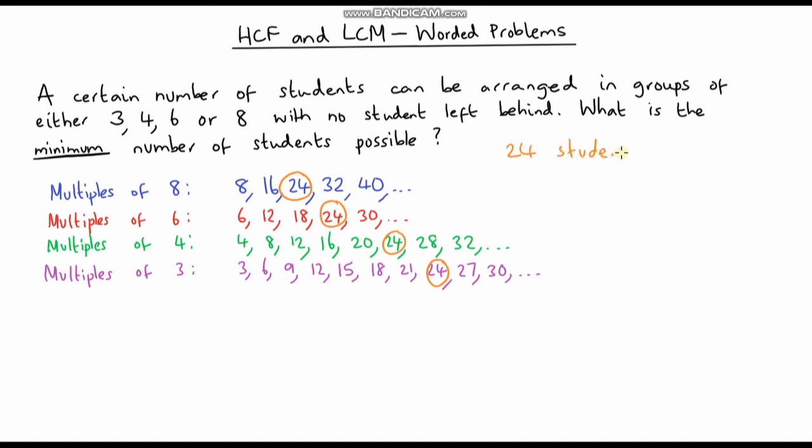There are 24 students in this class because they can be arranged in groups of 3. That means there will be 8 in each group. Or they could be arranged in groups of 4, and therefore there would be 6 in each group. They could be arranged in groups of 6, so there would be 4 in each group. Or they could be arranged in groups of 8, in which case there would be 3 in each group. There is no student ever left behind.